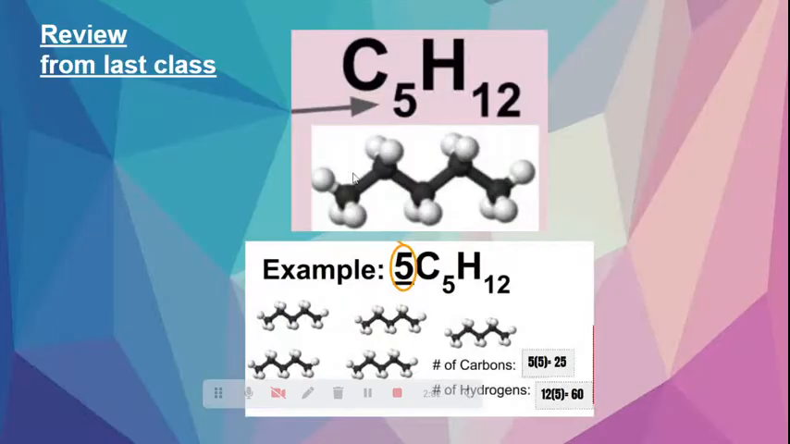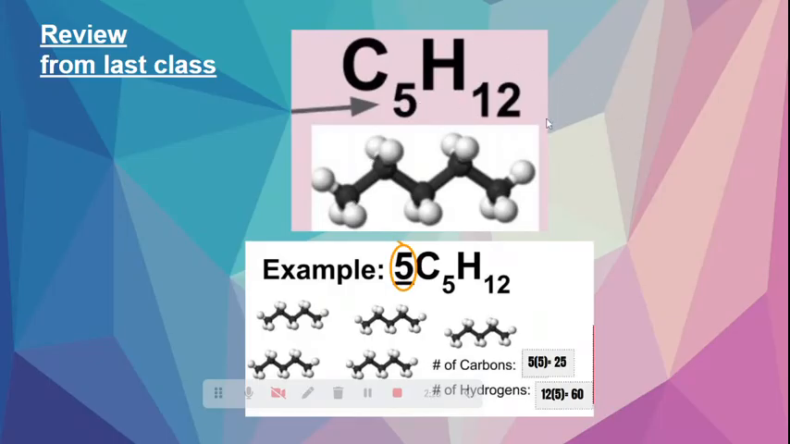So let's review from last class. Remember, the number in the front is going to be our coefficient right here. The number in the back is going to be our subscript. So how many carbons do I have? I have 5. Let's count them. 1, 2, 3, 4, 5.